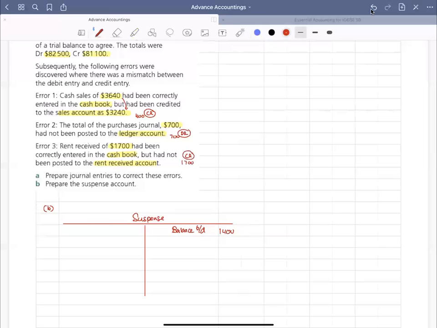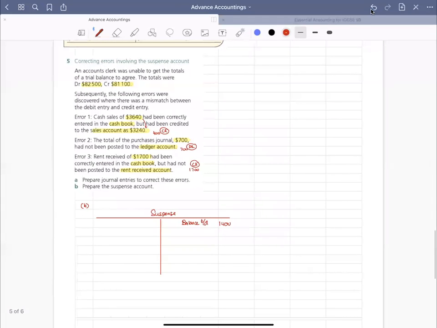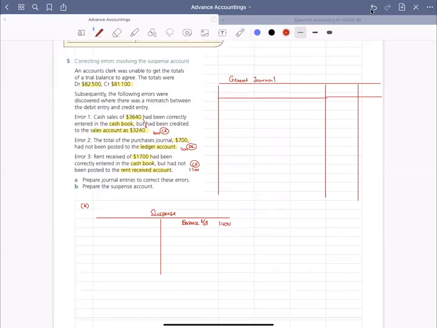Alright. Let's try to correct it with our journal. General journal. So let's do it. In the general journal, we have our date, but we don't have dates for this question, so we need to do it for the debit side, credit side. Details, debit, credit. So on the debit side, now we've got to put it in.